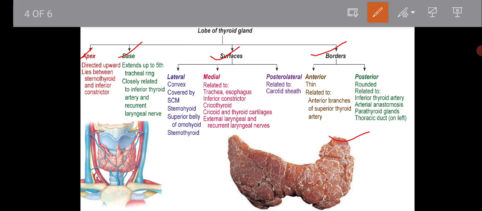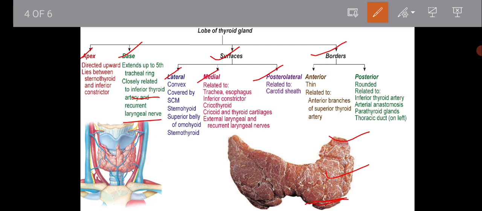And the base lies downwards. It extends up to the fifth tracheal ring, and it is closely related to the inferior thyroid artery and recurrent laryngeal nerve. And it has three surfaces: the lateral or superficial surface, the medial surface, and the posterolateral surface.